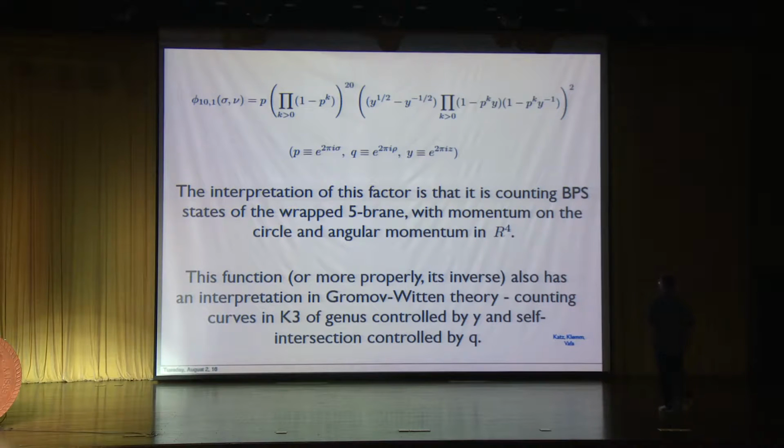Now, this function, or more properly, the inverse of this function, also has an interesting role in geometry. It has an interpretation in Gromov-Witten theory as counting curves in the K3 surface where the source genus being mapped to the curve is controlled by the power of Y, and the self-intersection of the curve, where its genus in the K3, is controlled by the power of P. And that Q there is a typo.